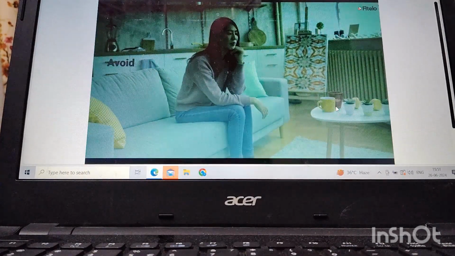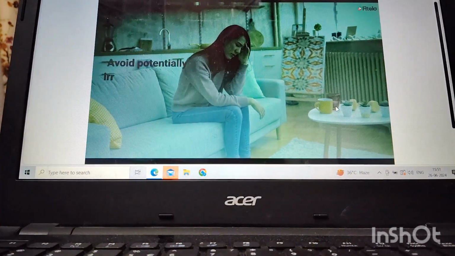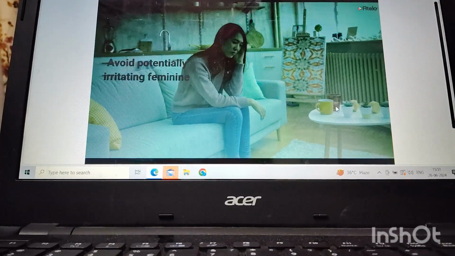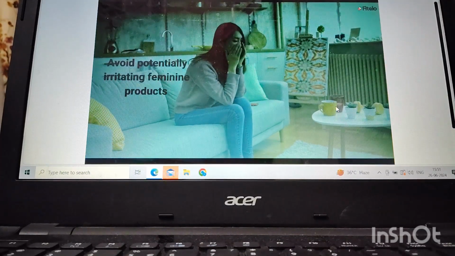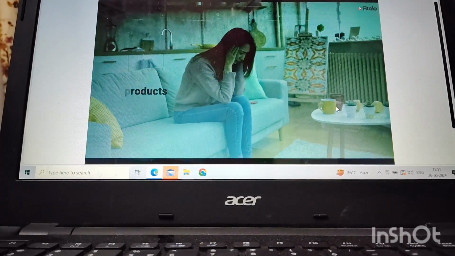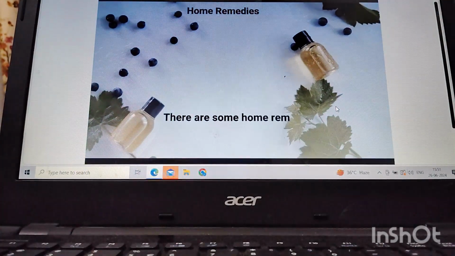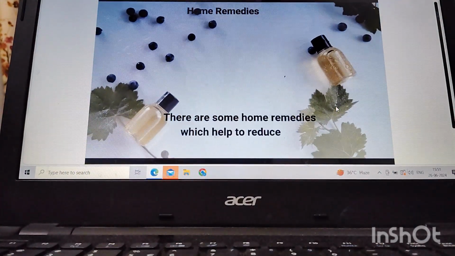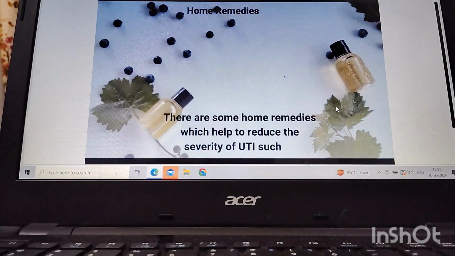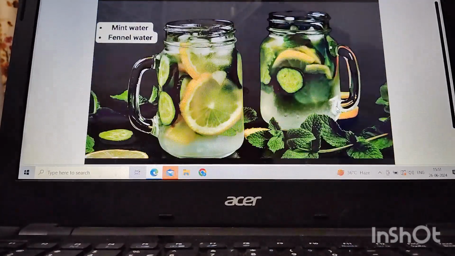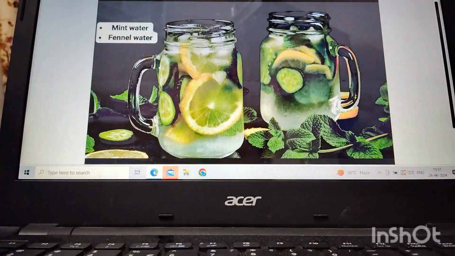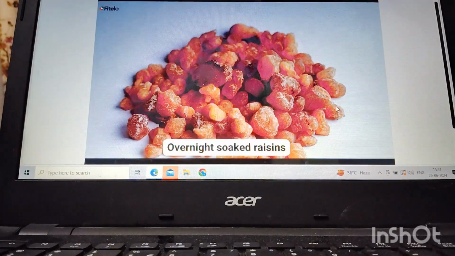Avoid potentially irritating feminine products. Using these products in the genital area can irritate the urethra. These products include deodorant sprays, tampons, and powders. Also, there are some home remedies which help to reduce the severity of urinary tract infections, such as mint water, fennel water, and overnight-soaked raisins.